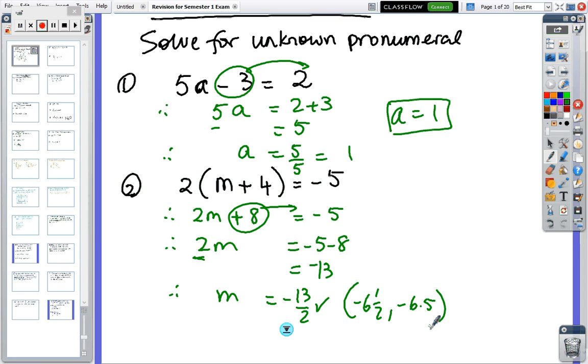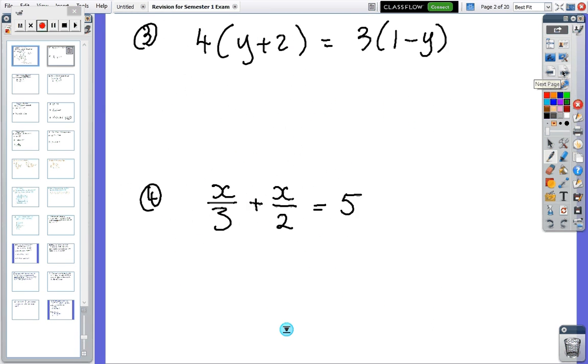Okay, so let's move across, do more equations. Okay, so again, we've got more equations. They're all linear equations, so there'll just be one answer. So pause, and when you're ready, come back.